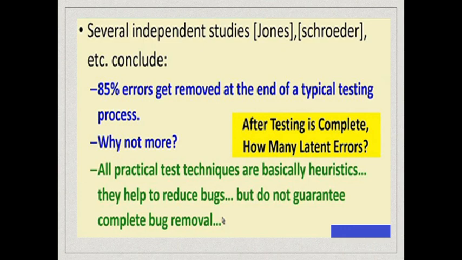The answer to this question is that all the testing techniques that we will discuss are basically heuristic techniques, and they do not guarantee that they will detect all the errors. So all the testing techniques are heuristics. They help to reduce the bugs but provide no guarantee of the complete removal of the bugs. This is an important observation. That is, all testing techniques which we discuss are heuristics. They help only to reduce bugs and do not provide any guarantee concerning complete removal of the bugs.